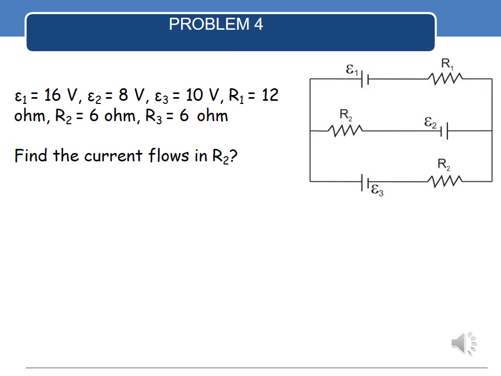In this problem, you have a two loop circuit. So epsilon 1 is 16 volt, epsilon 2 is 8 volt, R1 is 12 ohm, R2 is 6 ohm, R3 is 6 ohm. You have to find the current flowing in R2. Since you have more than one loop, you need to use Kirchhoff's first law and Kirchhoff's second law.